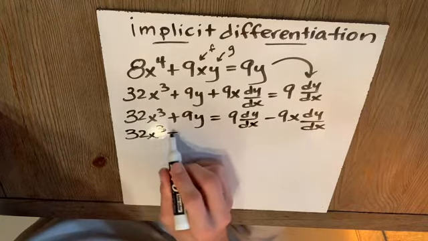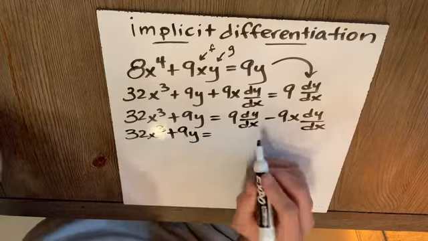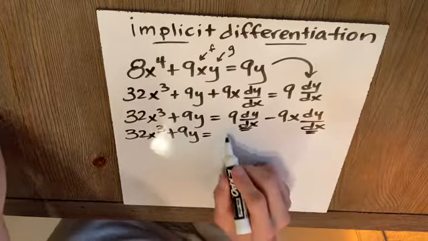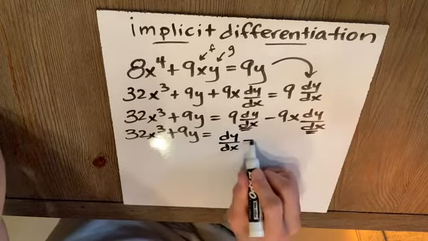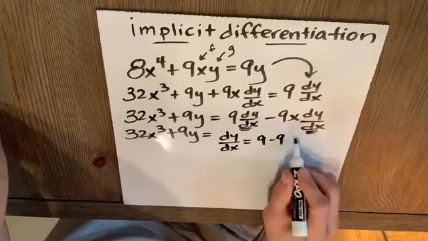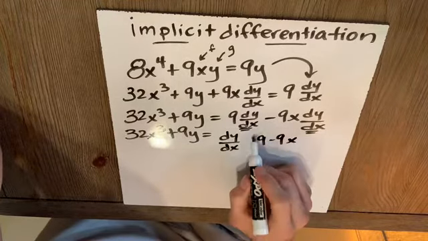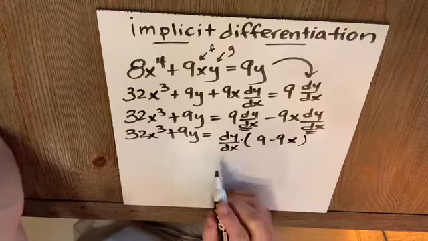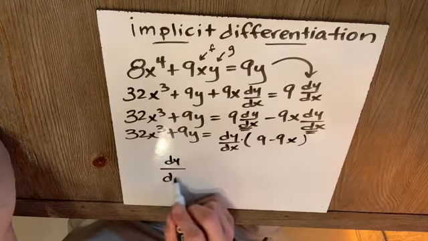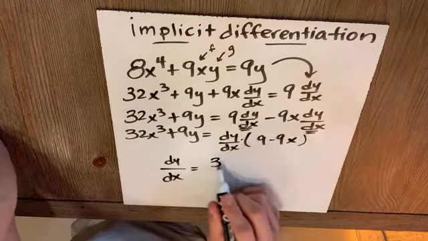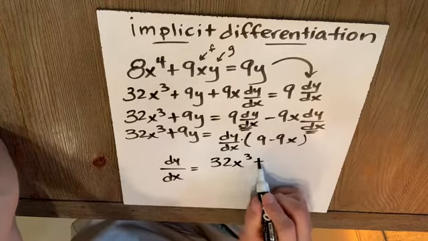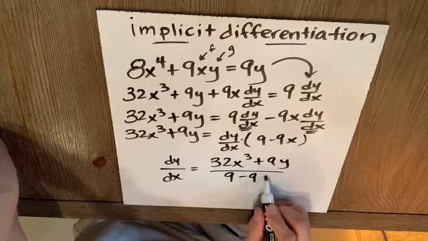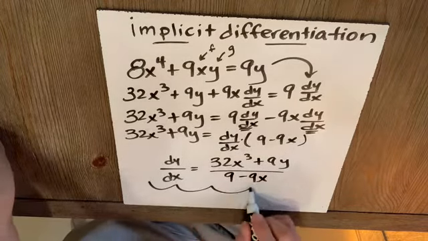32x to the third plus 9y is equal to, what I'm going to do is tease out the dy/dx by factoring. dy/dx times 9 minus 9x. Now, I've got multiplication. I'm going to divide by everything that's not dy/dx, and I'll get dy/dx as I turn it around here: 32x cubed plus 9y divided by 9 minus 9x. And I've got my beautiful derivative.